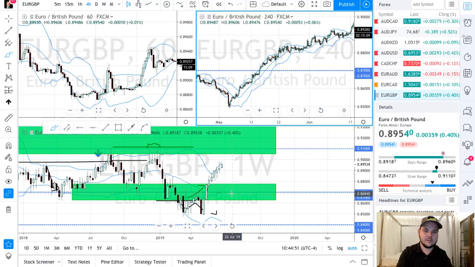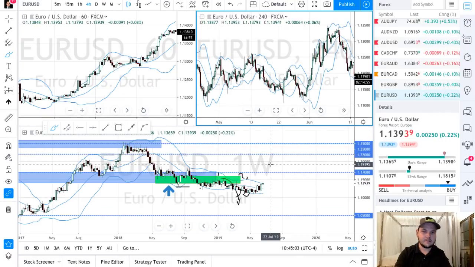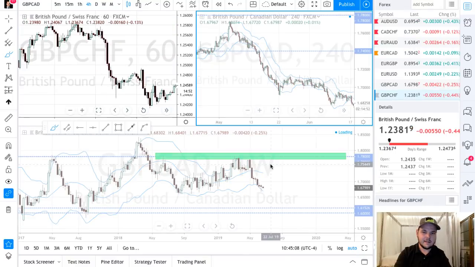We're not going to trade that for now. I want to wait for price to hit the resistance here at 1.91, or come back to 0.87 to look for bullish trades on this pair. Your USD, we're stopping trading that for some time. It's boring. JP CAD as well.